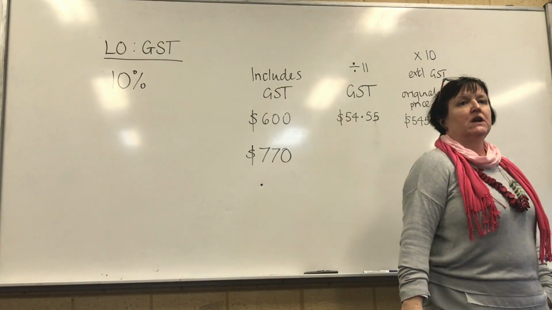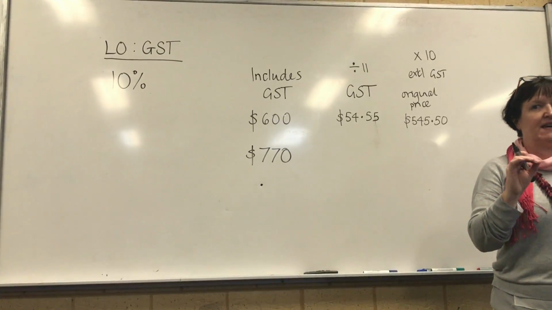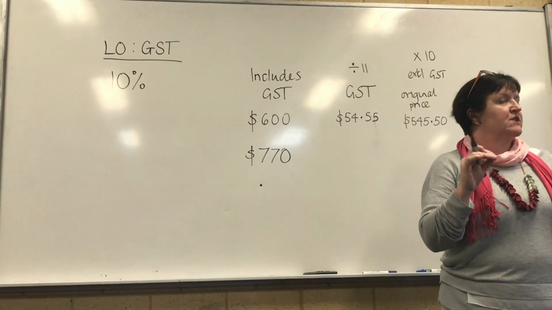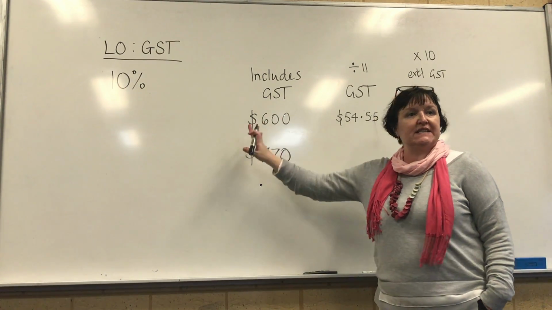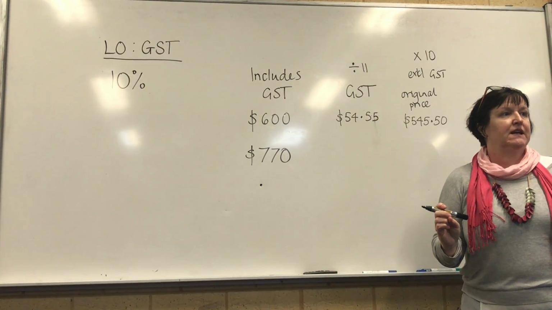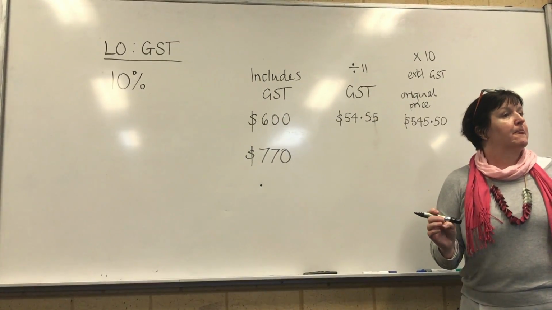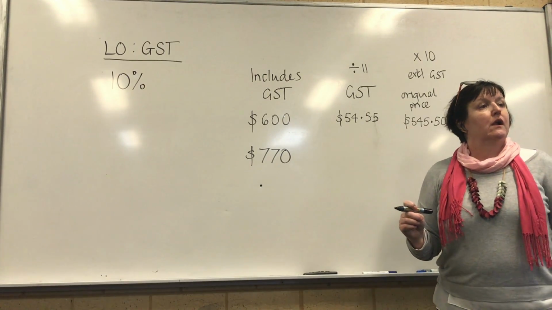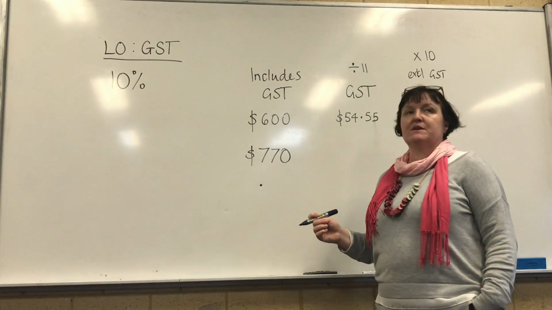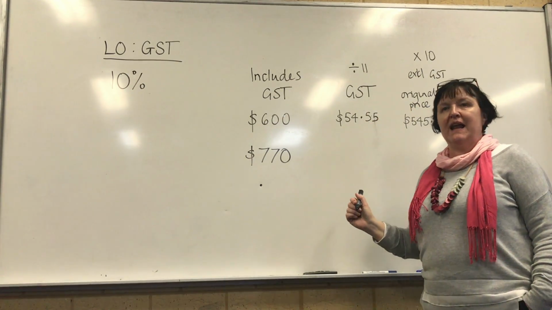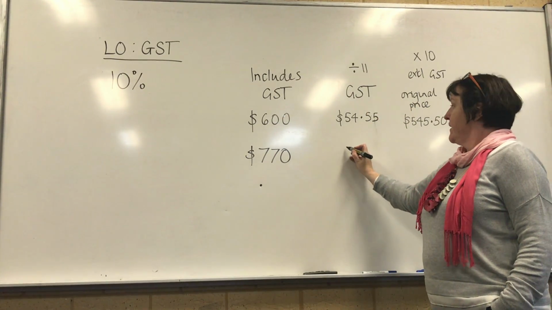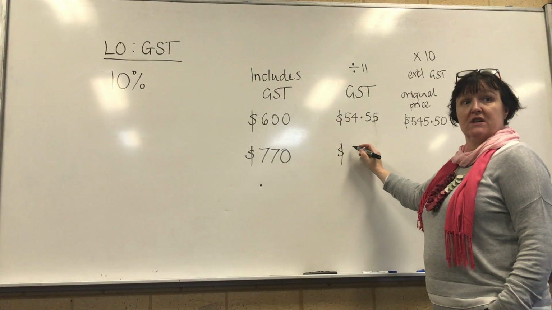$770. That's including GST. So tell me what the GST is that's included in that price. How am I going to find it? Alex? Wouldn't you divide it by 10, so it would be 77? No, you wouldn't divide it by 10. Look at the top of the column. Ashi? Divide by 11. Divide by 11. $70, is it?